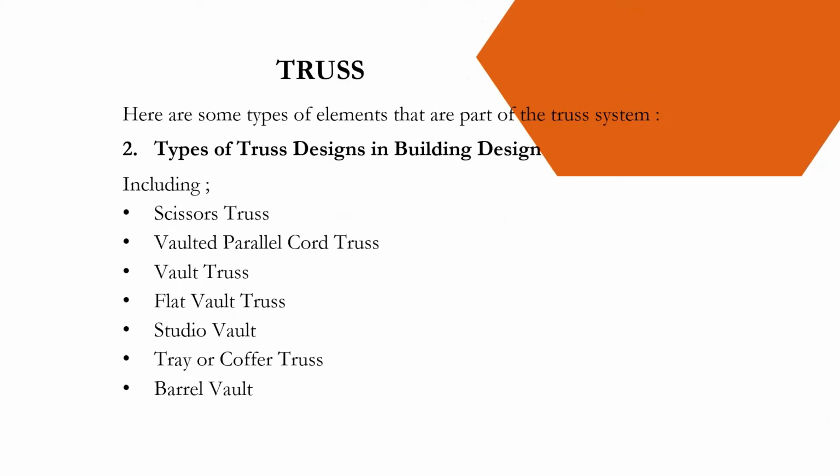Here are some types of elements that are part of the truss system, including scissors truss, folded parallel chord truss, fold truss, flat fold truss, studio fold, tri or cover truss, and the last one, barrel fold.